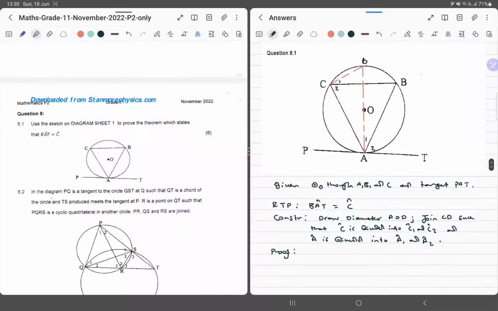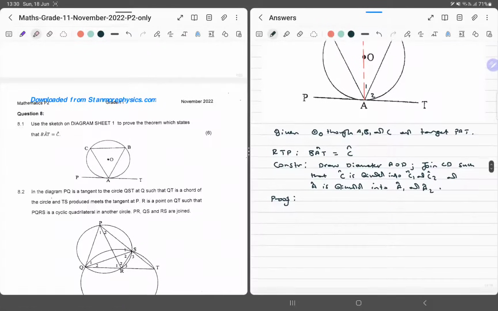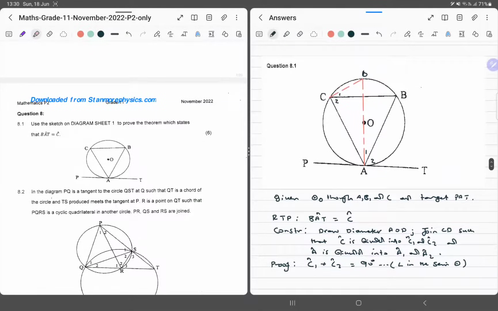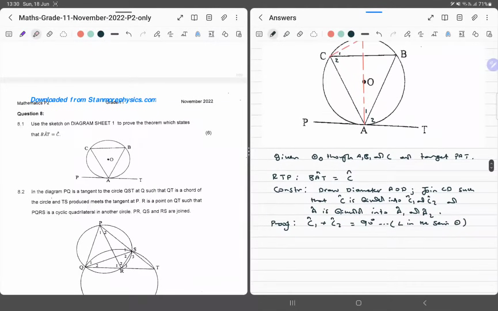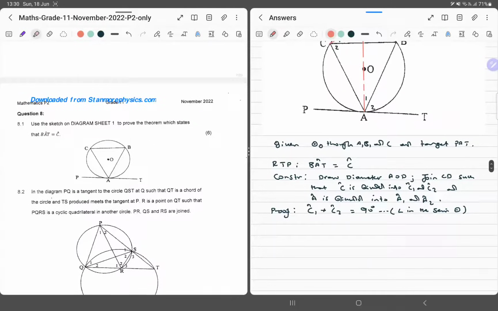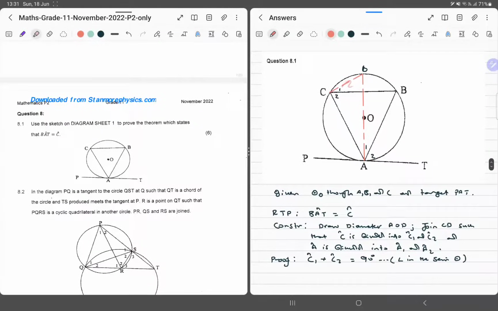Now, what do we know? We know that C1 plus C2 are equal to 90 degrees. That's an angle in the semicircle, because we drew a diameter, so that is the angle subtended by the diameter. So that is the story.